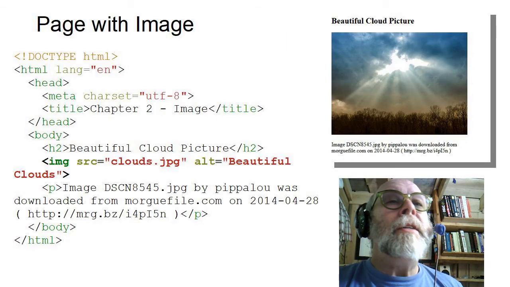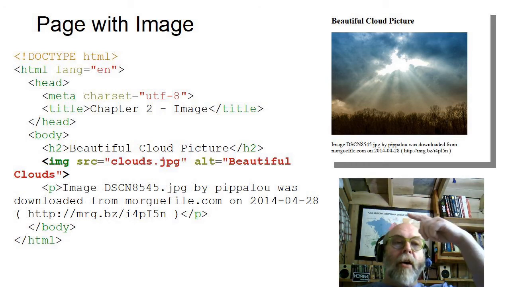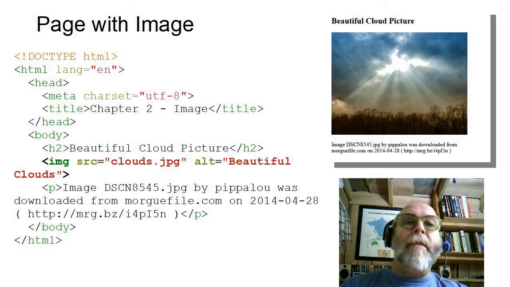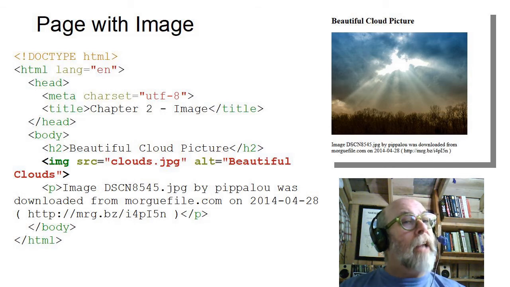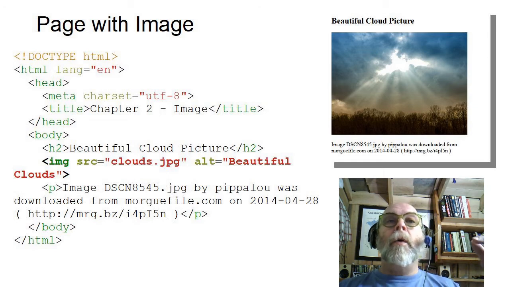So here we can see a page with an image, and in the HTML over here, you can see that the image tag has been highlighted so that you can see where it is. The picture is called clouds.jpg, and you can see that it has the alt text of beautiful clouds. You see in the document, it follows the format we talked about in video 1B with the doc type, the HTML, the head, the title.